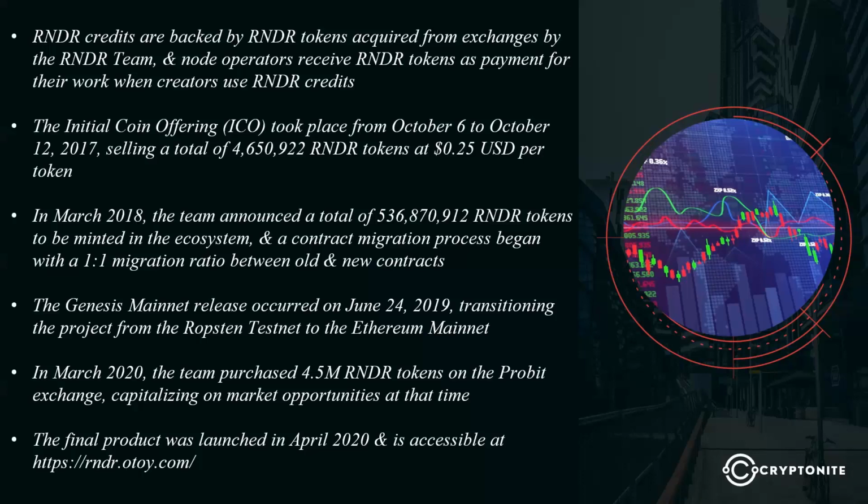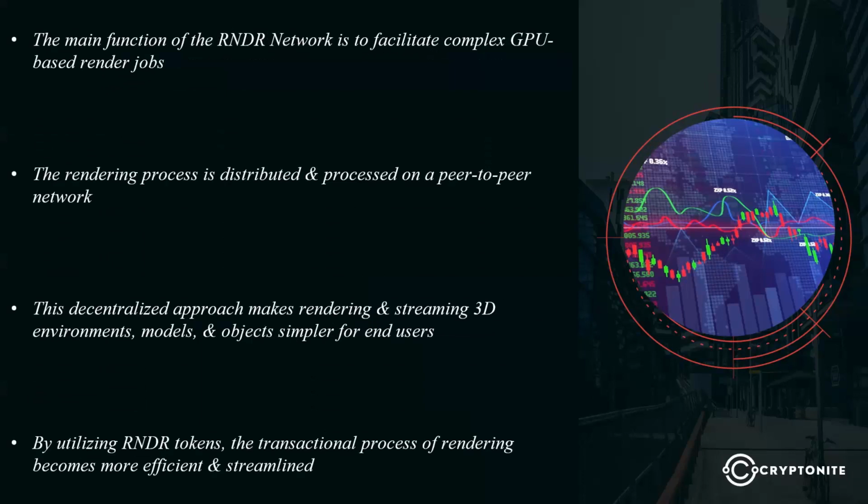In March 2020, the team purchased 4.5 million RNDR tokens on the Probit exchange, capitalizing on market opportunities at that time. The final product was launched in April 2020 and is accessible at www.rndr.otoy.com. The main function of the RNDR network is to facilitate complex GPU-based render jobs or tasks. The rendering process is distributed and processed on a peer-to-peer network. This decentralized approach makes rendering and streaming 3D environments, models, and objects simpler for end users. And by utilizing RNDR tokens, the transactional process of rendering becomes more efficient and streamlined.